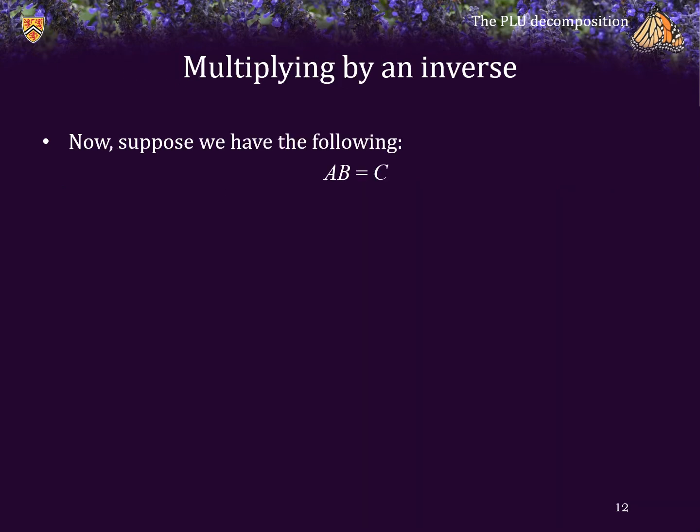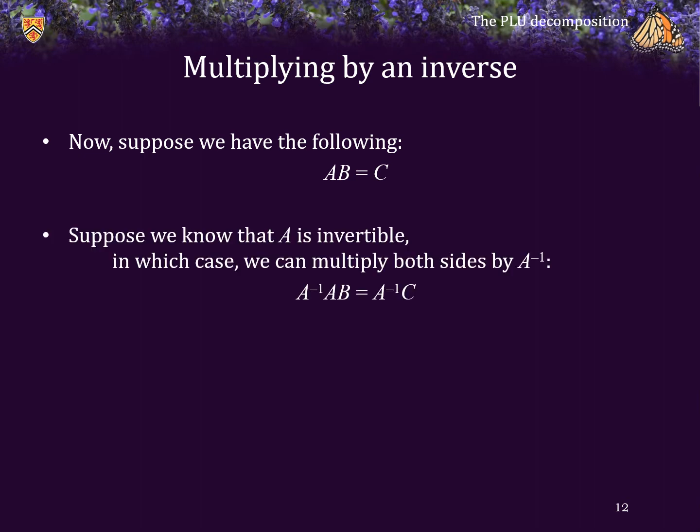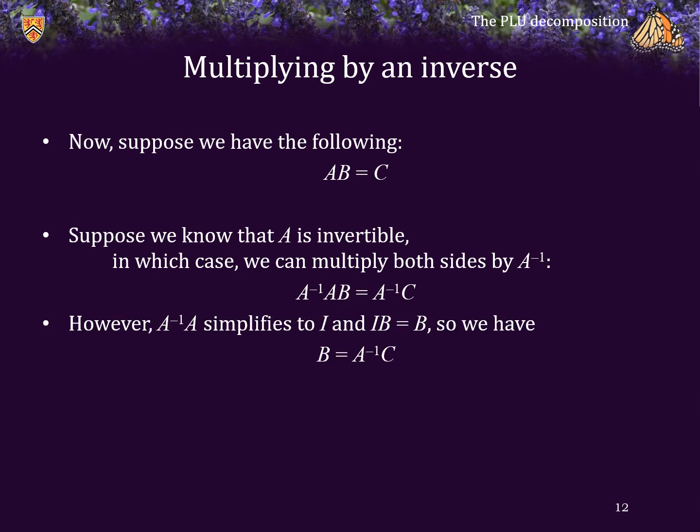Now, suppose we know that the product of A times B is equal to C. Suppose we also know that A is invertible, in which case we can multiply both sides by the inverse of A. Easy enough. However, A inverse times A is equal to the identity matrix, and the identity matrix times B is just B. So what we've determined is that if A is invertible, then A times B equaling C is equivalent to B equaling A inverse times C.